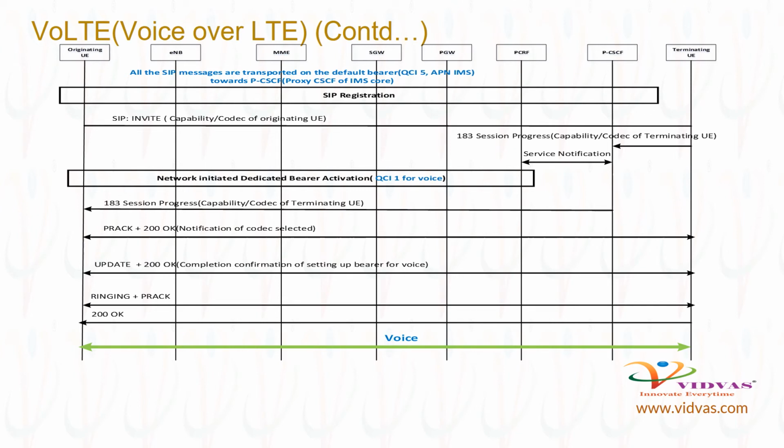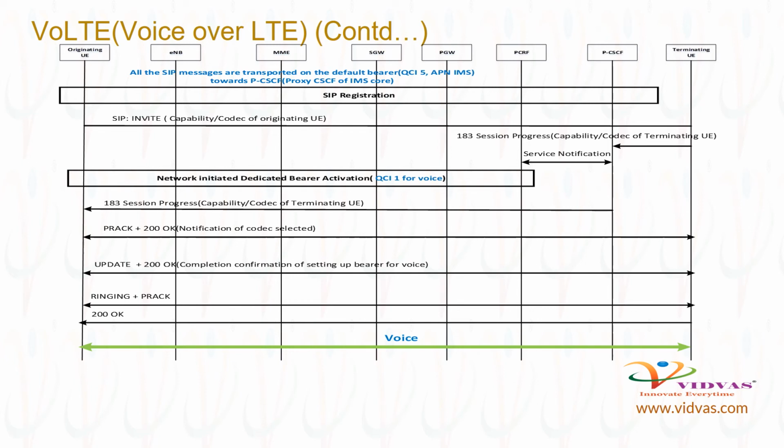Proxy CSCF performs service notification procedure with PCRF. PCRF decides to activate dedicated bearer for IMS PDN connection as default bearer of IMS with QCI 5 is not enough for a voice call. PCRF initiates dedicated bearer with QCI 1. Proxy CSCF sends 183 session progress message to originating UE with capability or codec of terminating UE.